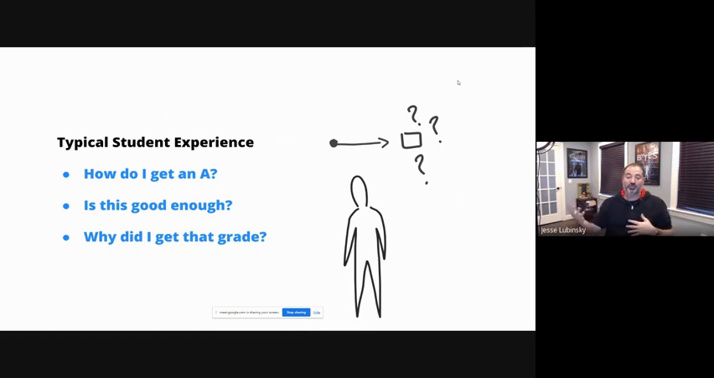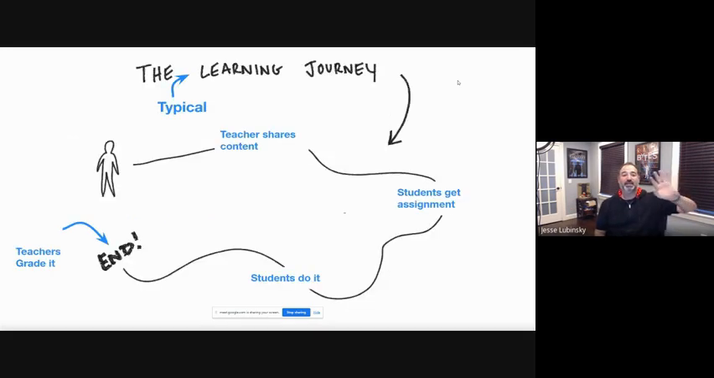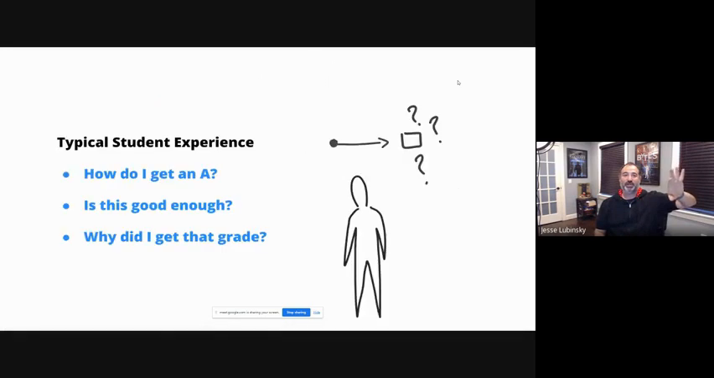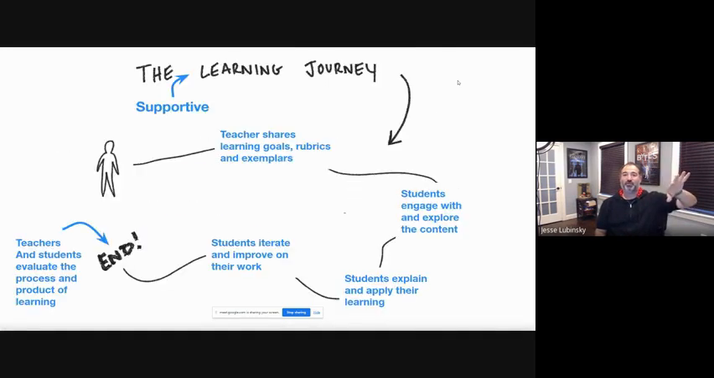And so rubrics are great, but they're only one piece of the puzzle. Where we're trying to move from is this typical learning journey to what we call the supportive learning journey. And this is what we started to model last week. Students sharing learning goals, rubrics, and exemplars, students engaging with and exploring content, then explaining and applying their learning, iterating and improving on their work, and then finally, both students and teachers are able to evaluate the process and the product of that learning.